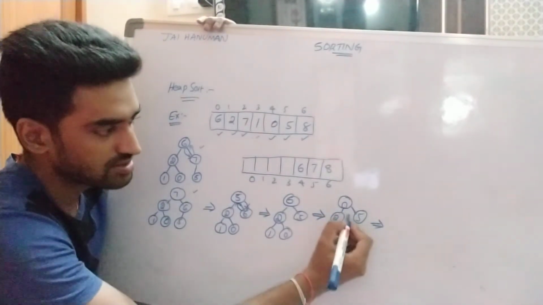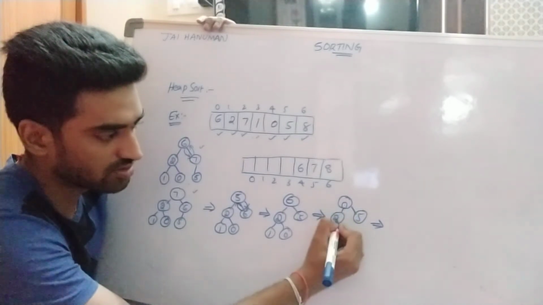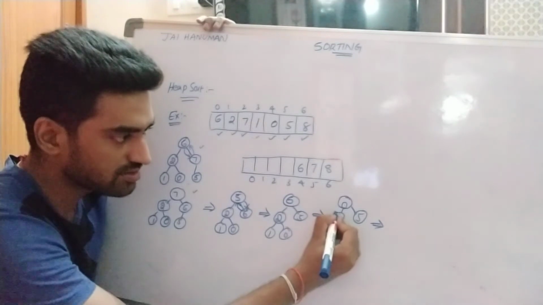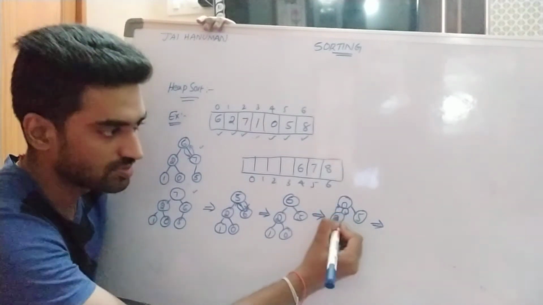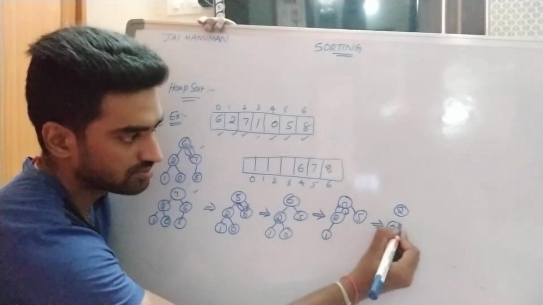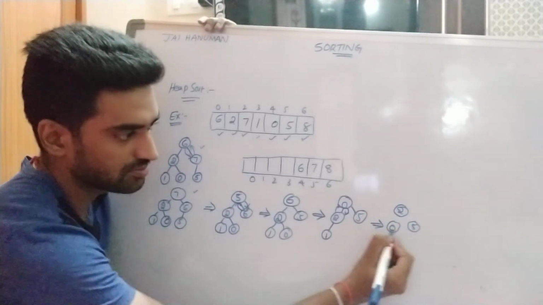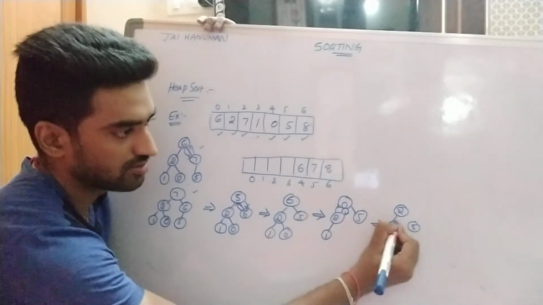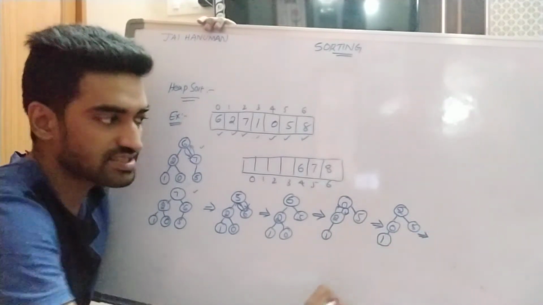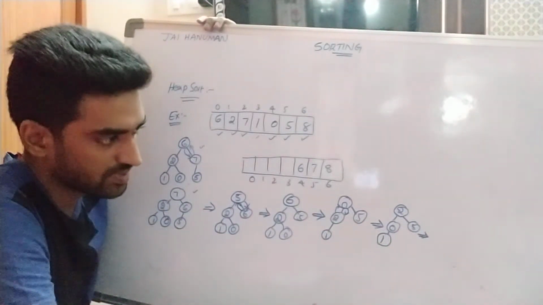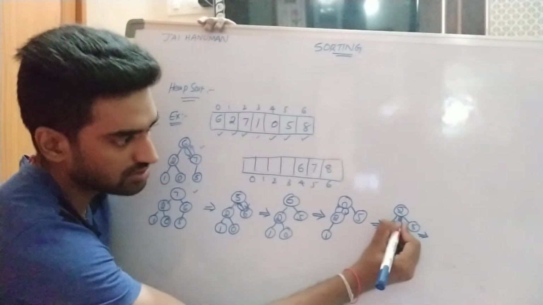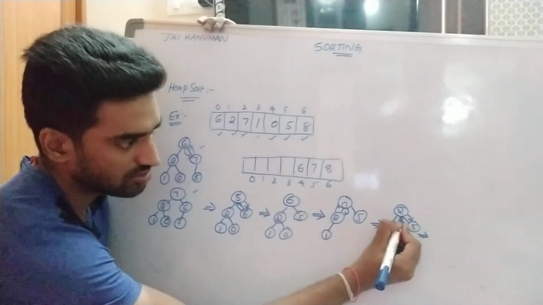Now does this tree satisfy the max heap tree property or not? No. Why? Because here, what are the children nodes for 0? 2, 5. So 2 is greater than 0, 5 is greater than 0. So first of all we are swapping these. Now the tree becomes 2, 0, 5, 1. Again check whether the tree satisfies the max heap tree property or not. No. So now we are replacing the root node with the highest children node.